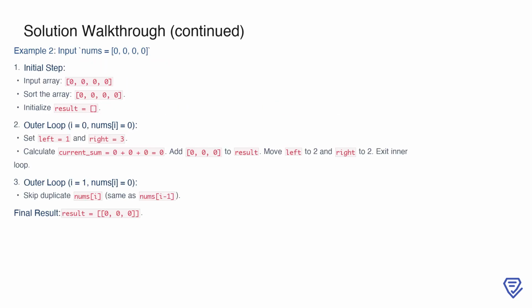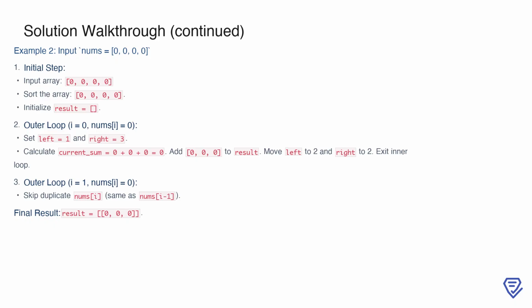Now let's consider another example, where the input array is nums equals [0, 0, 0, 0]. After sorting, the array remains [0, 0, 0, 0], and we again initialize an empty array result to store valid triplets. Starting the outer loop at index i equals 0 where nums[i] equals 0, we set left equals 1 and right equals 3. Calculating the sum of the triplet, current_sum equals 0 plus 0 plus 0 equals 0, we find a valid triplet and add [0, 0, 0] to the result. To avoid duplicates, we move both pointers inward, resulting in left surpassing right, so the inner loop exits.